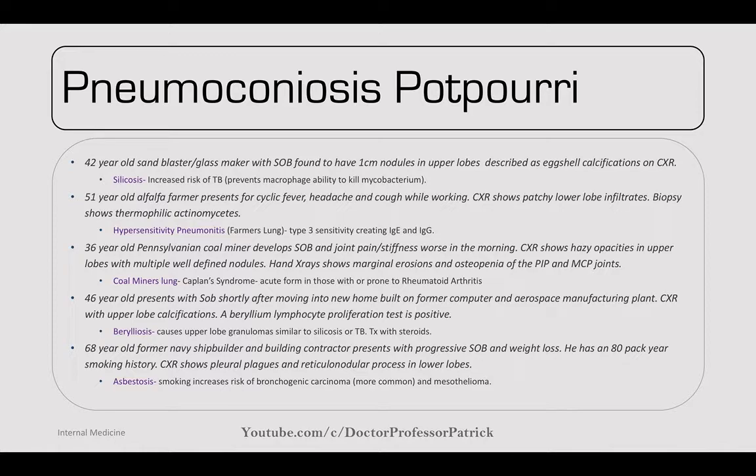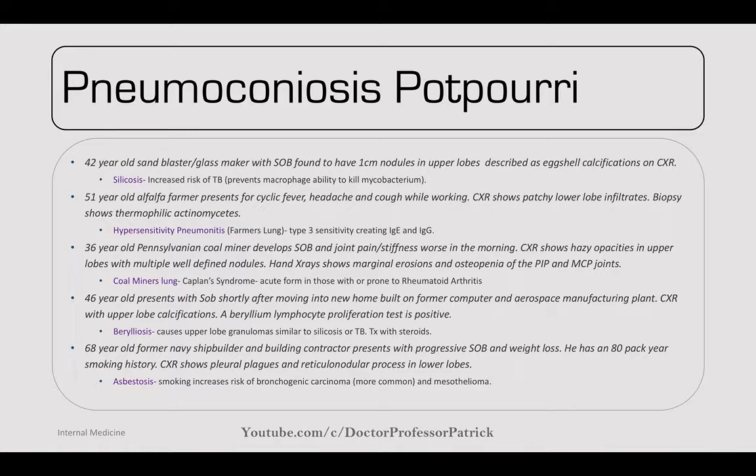Next up, we've got a 51-year-old alfalfa farmer who presents with cyclic fevers, headaches, and cough while working. Chest x-ray shows a patchy lower lobe infiltrate, and biopsies show thermophilic actinomyces. So this is a hypersensitivity pneumonitis, or farmer's lung. It's a type 3 hypersensitivity, creating IgEs and IgGs against this bacterium, and the treatment is going to be to remove yourself from the farm.